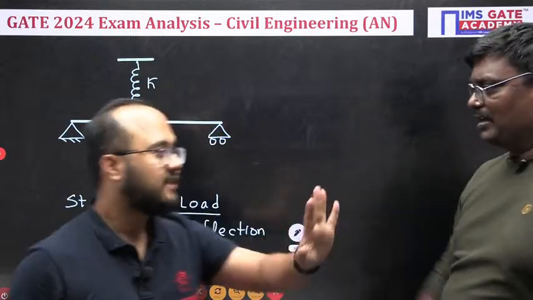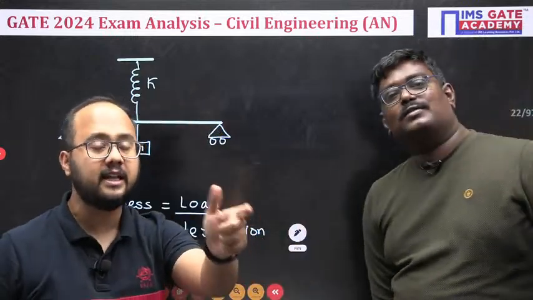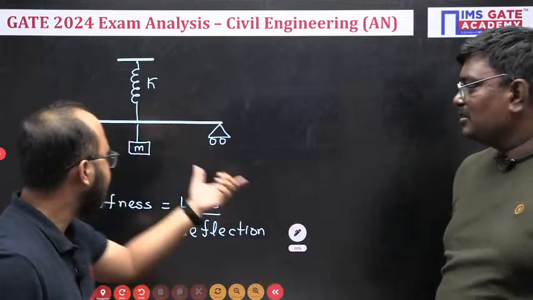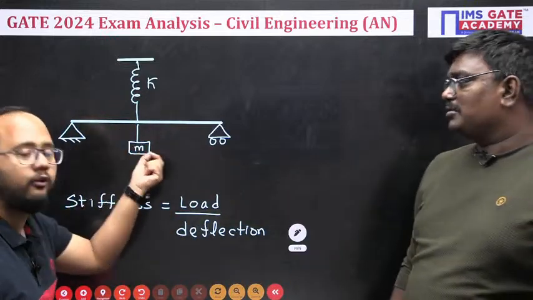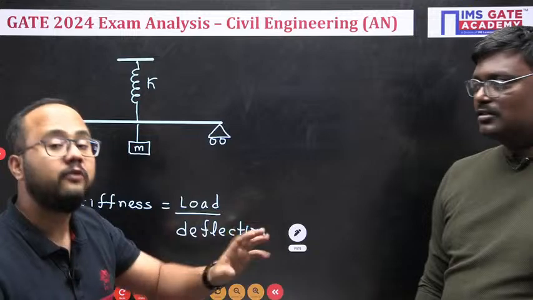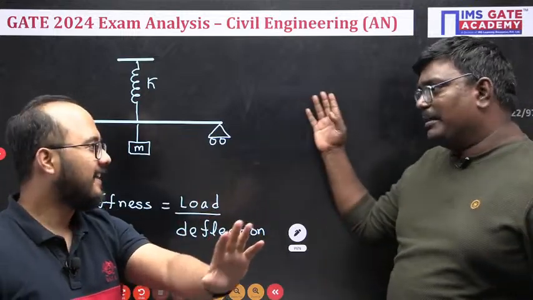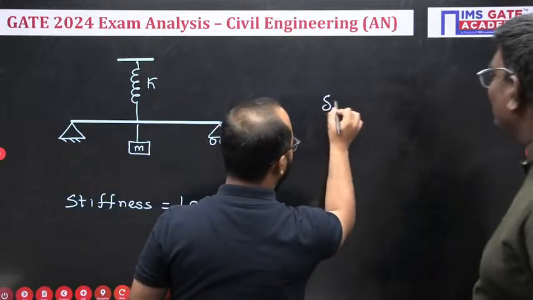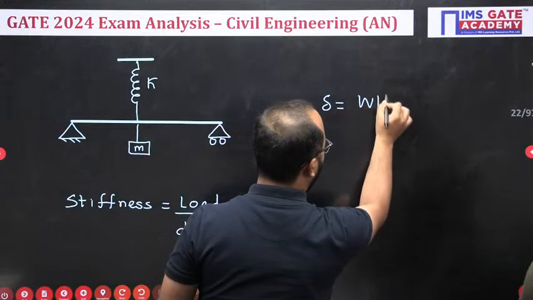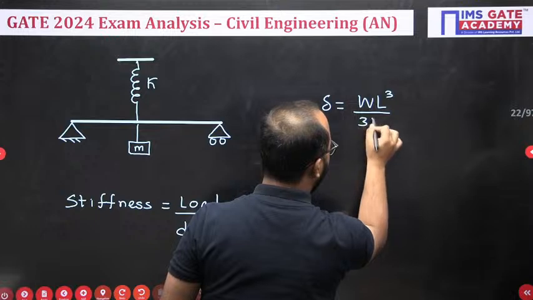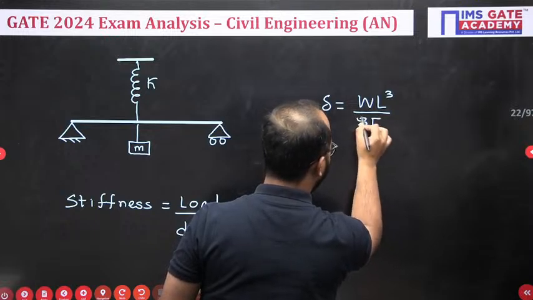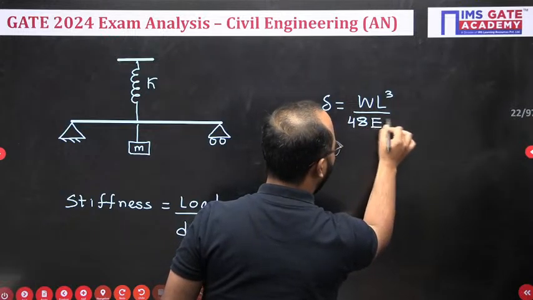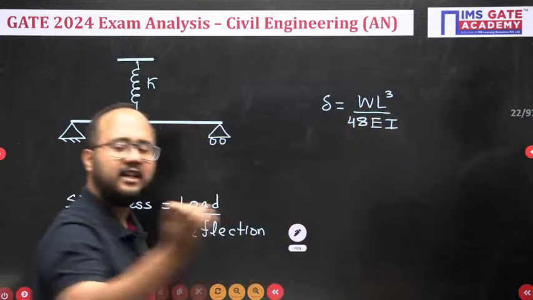In strength of materials, SFD, BMD, and after that the deflection chapter is there. For a simply supported beam with some load W at the center, what will be the deflection formula? WL cube by 48 EI, correct, absolutely. If you have remembered this formula, then you will be in a position to solve it very easily.